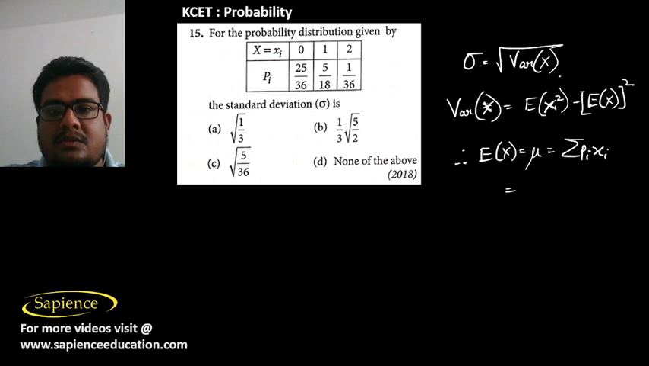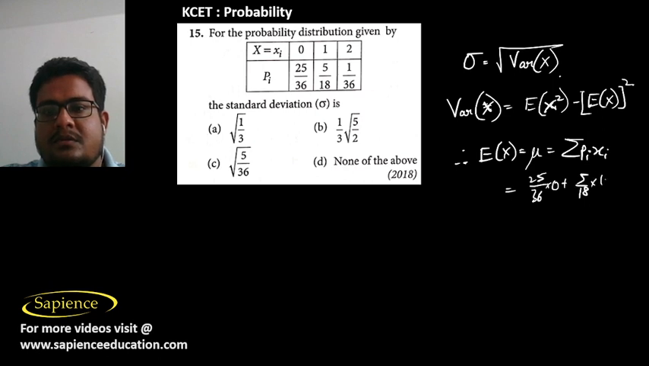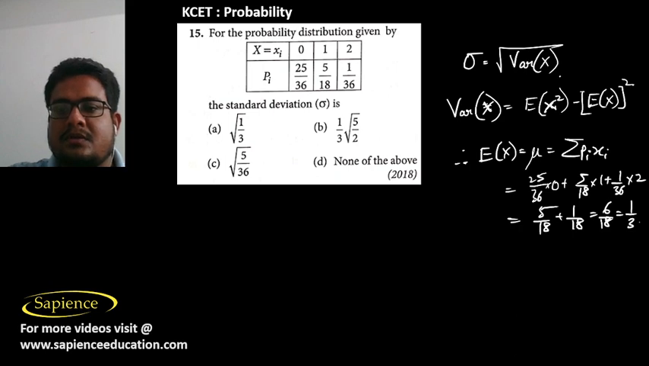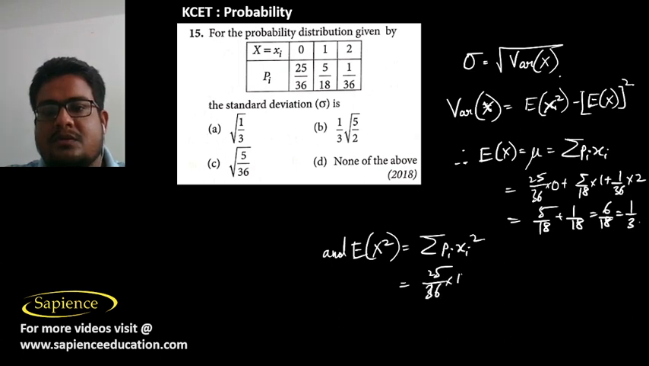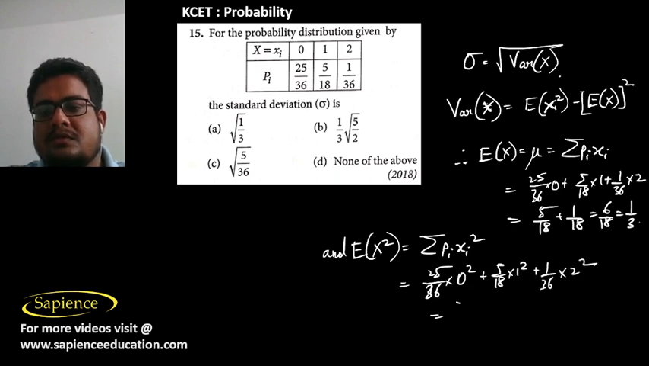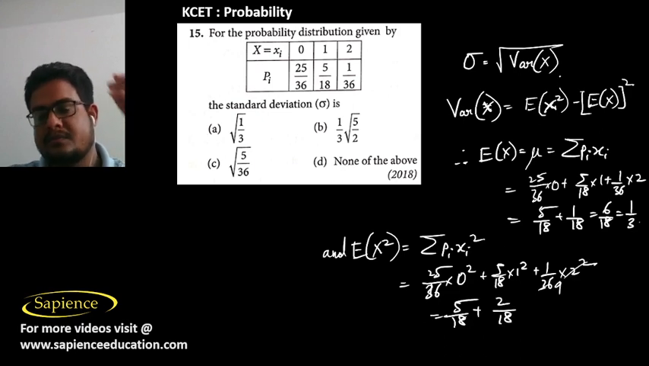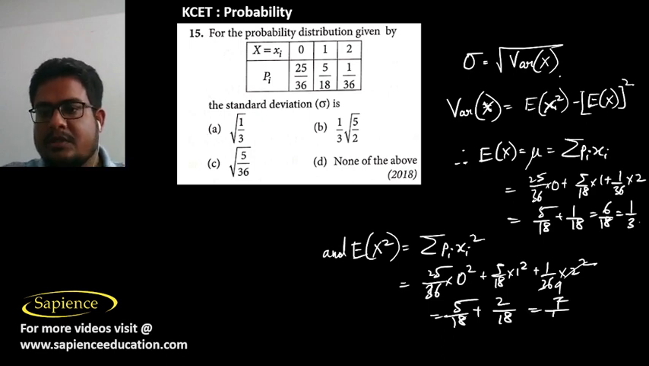That is equal to 25 by 36 into 0 plus 5 by 18 into 1 plus 1 by 36 into 2. So that is 5 by 18 plus 1 by 18, that is 6 by 18, so that is 1 by 3. This is the mean value. The expectation value of x square is summation pi xi square, that is 25 by 36 into 0 square plus 5 by 18 into 1 square plus 1 by 36 into 2 square. So that is 5 by 18 plus 4 by 36, that is 1 by 9 or 2 by 18, so that is equal to 7 by 18.